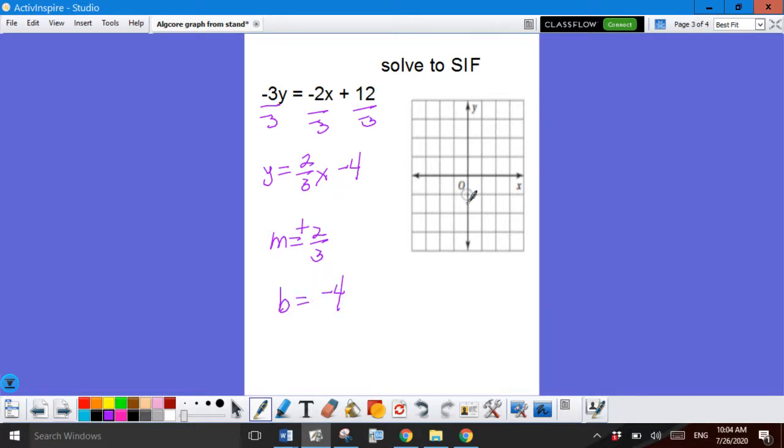So I'm starting here. Okay, so it says 2/3. So I'm going to go up 2, 1, 2, and right 3, 1, 2, 3. So my line is coming right through there.